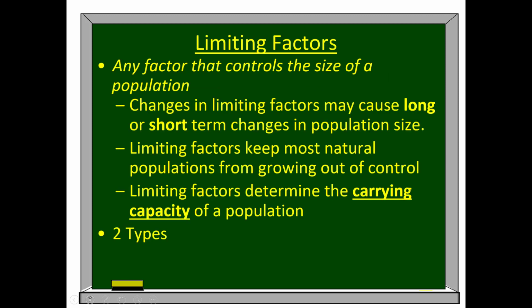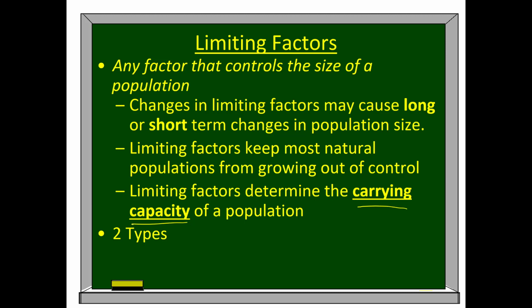So first off, we're going to look at things that are called limiting factors. And a limiting factor is anything that's going to control the size of a population. So anything that can stop a population from growing too much and limit the size, mainly keeping it around that carrying capacity that we talked about last section. Now, changes in a limiting factor could cause either a long-term or a short-term change in that population size.